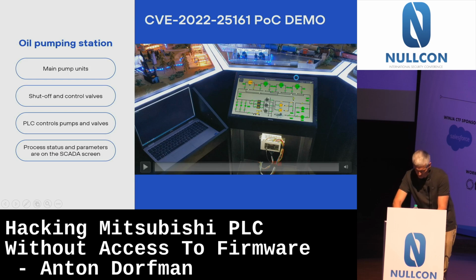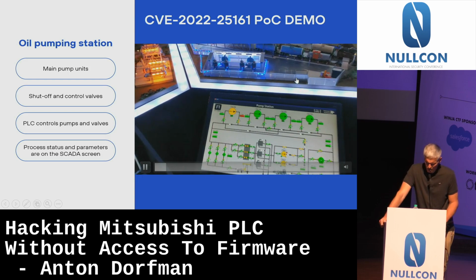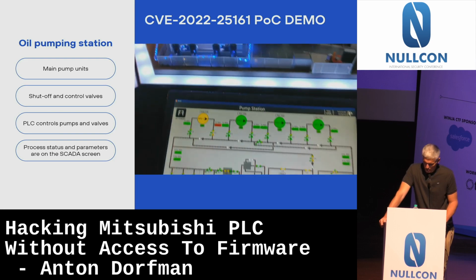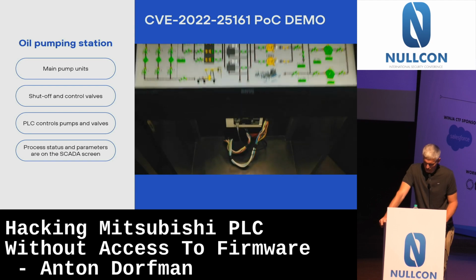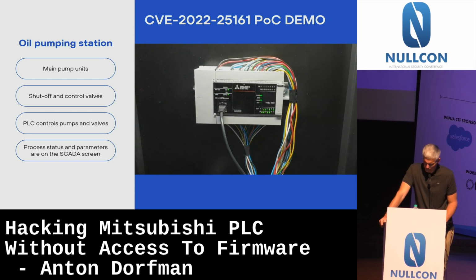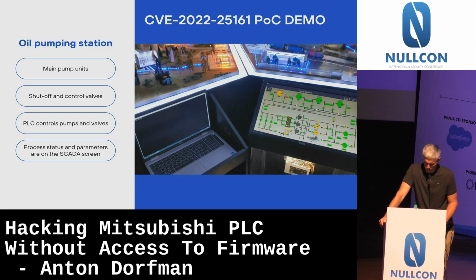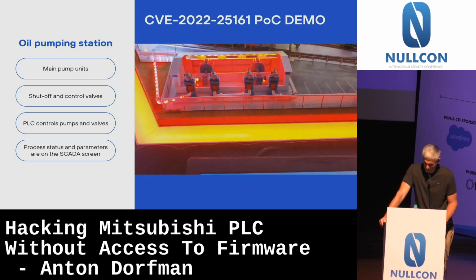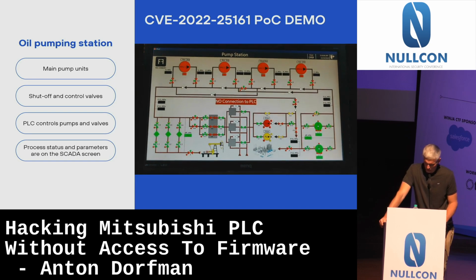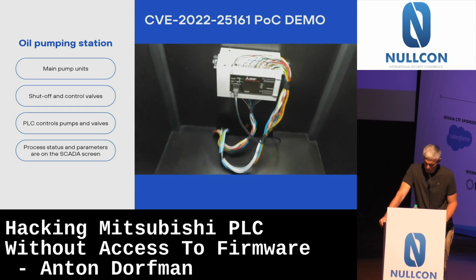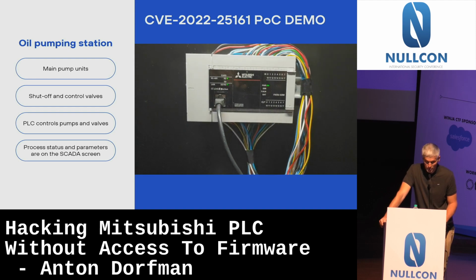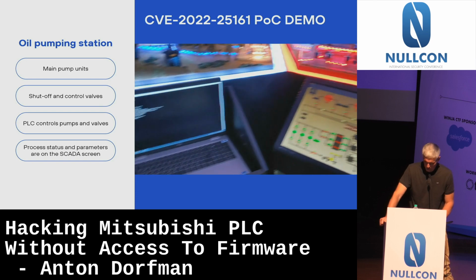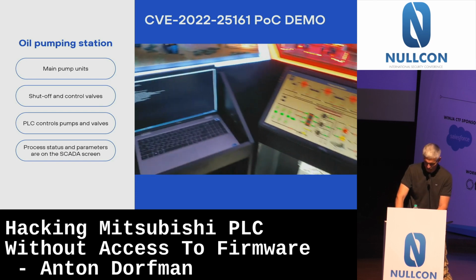One moment. So here's the oil pumping station. You can see pumps. And here's the SCADA screen. And here's the PLC. And my teammate runs the POC script. And everything goes bad. There is no connection to the PLC. All stopped. And you can see the error on the PLC. It means that it's in some type of bricked state.